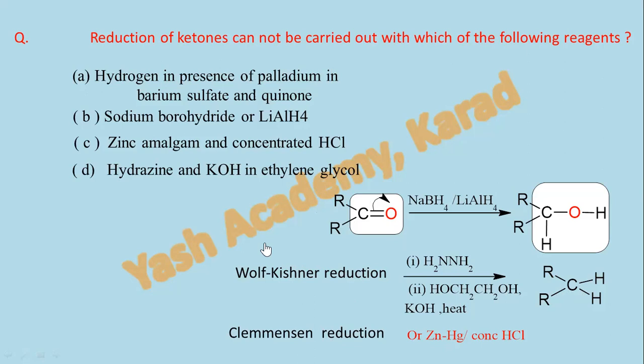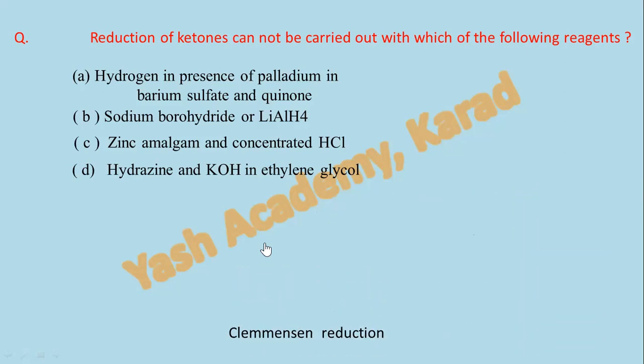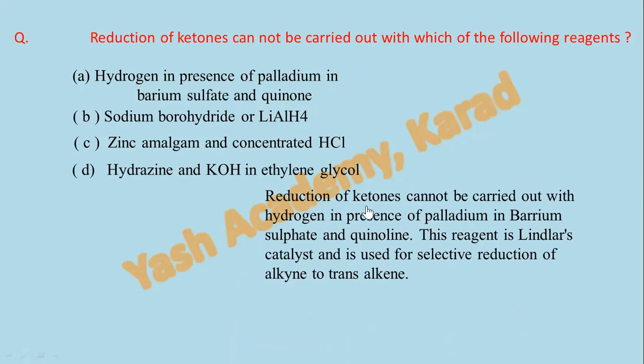So now the last option is hydrogen in presence of palladium in barium sulfate and quinoline. Reduction of ketones cannot be carried out with hydrogen in presence of palladium in barium sulfate and quinoline. This reagent is a Lindlar's catalyst and is used for selective reduction of alkyne to alkene.